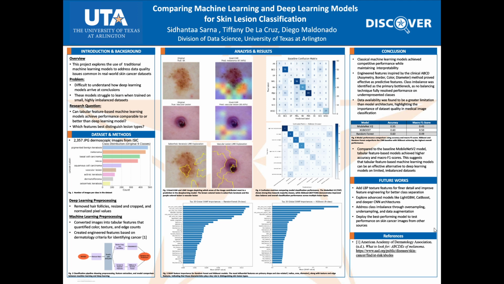As for future work, we want to add additional texture features to account for finer detail in the lesions. We want to explore some more advanced models to see if they could provide additional power that we need. And we also want to try additional imbalance techniques, such as oversampling, undersampling, and data augmentation. And our final goal for our project is to be able to deploy a model and test it on sample images from the internet to see if it's generalizable.